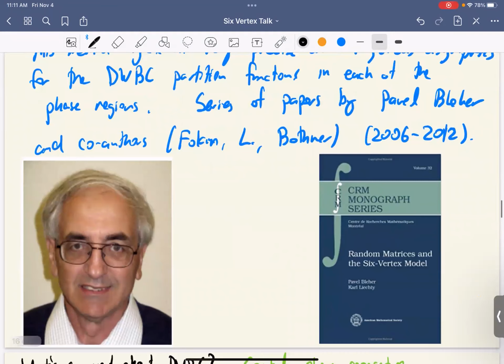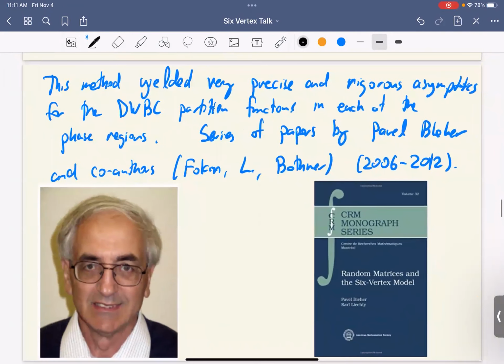But this guy could do it. This is Pavel Bleher, who initiated a program to study the asymptotics of this partition function by orthogonal polynomials, starting in 2006 in a paper with Vladimir Fokin. And then I was involved in several papers after that, and Thomas Bothner was also involved. But this was a 6-year program because you have to do things separately in each of these phase regions.